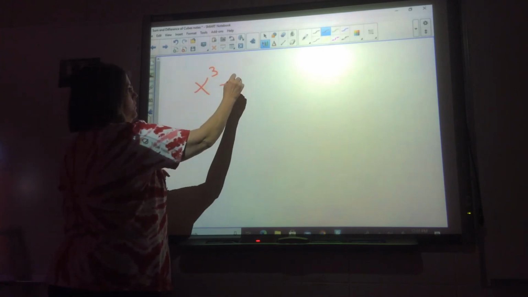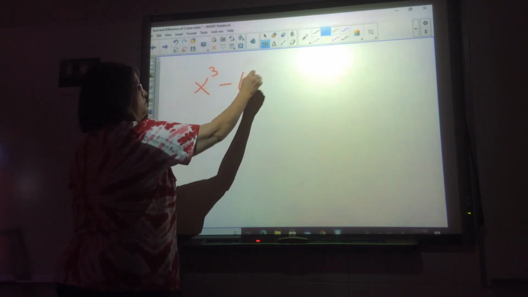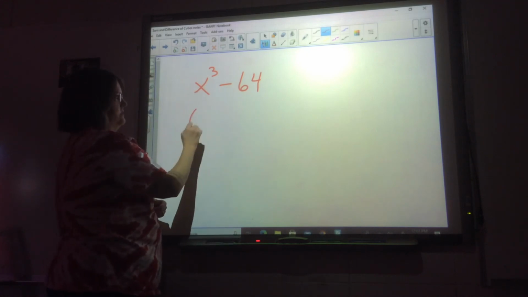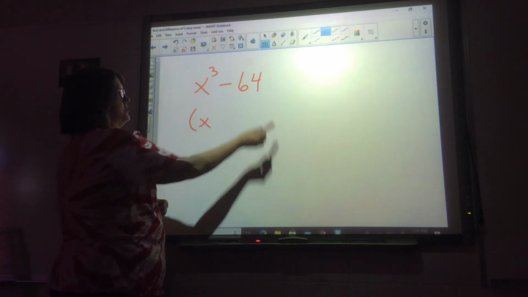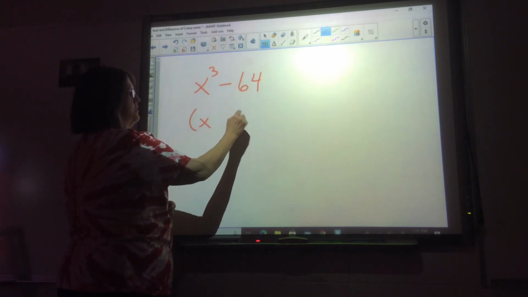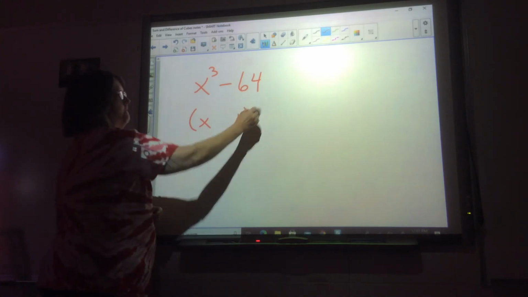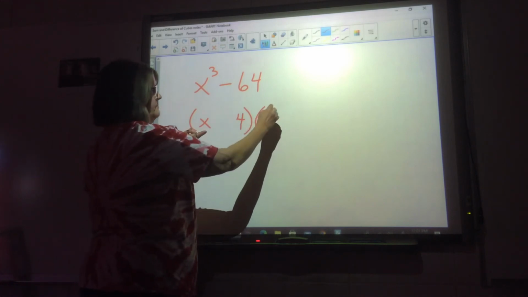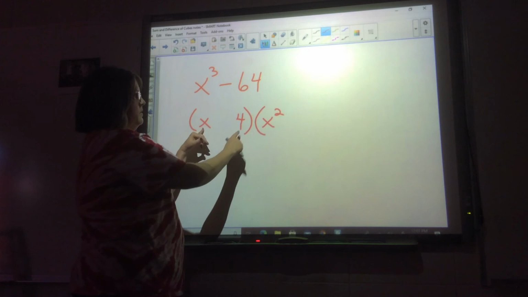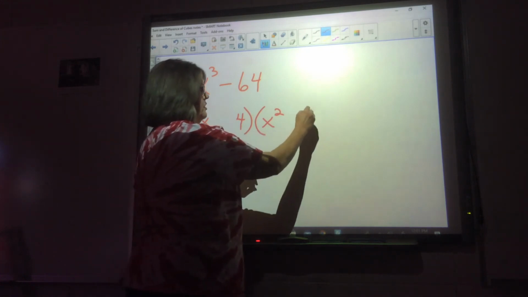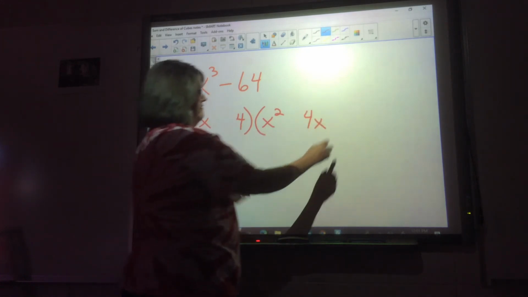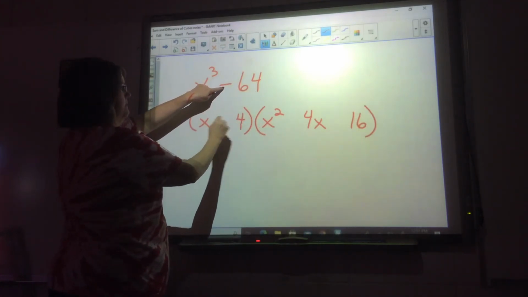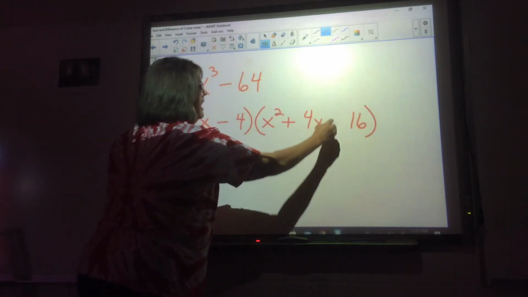I'm going to do one more, just so you see me do it from start to finish. All right, I'm going to cube root that. That gives me x. I'm going to cube root 64. That gives me 4. For my next set of parentheses, I'm going to square the x. That gives me x squared. Then I'm going to multiply the two for the middle term. Then I'm going to square the 4. That gives me 16. Then I look up at my signs. Same sign, opposite sign, always plus.